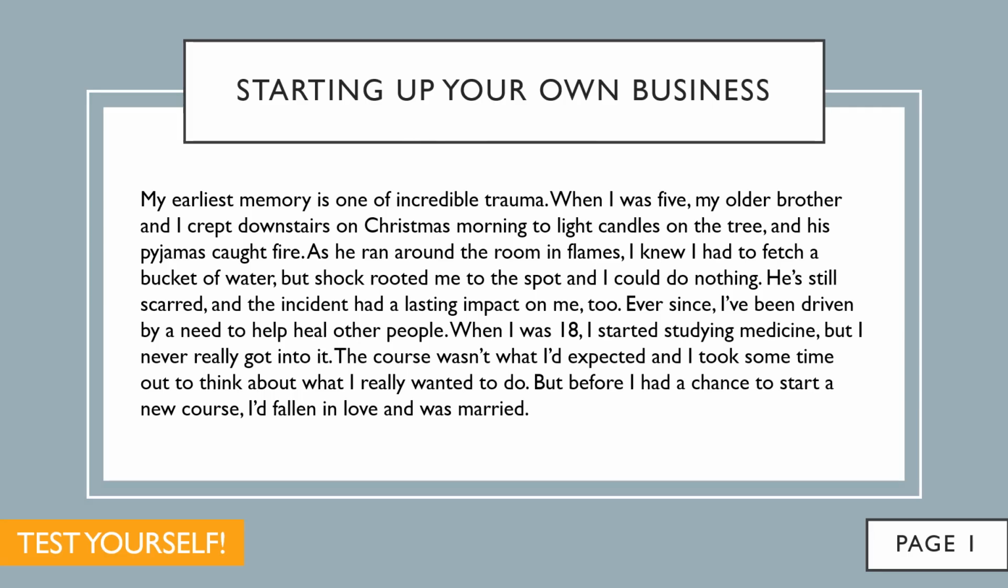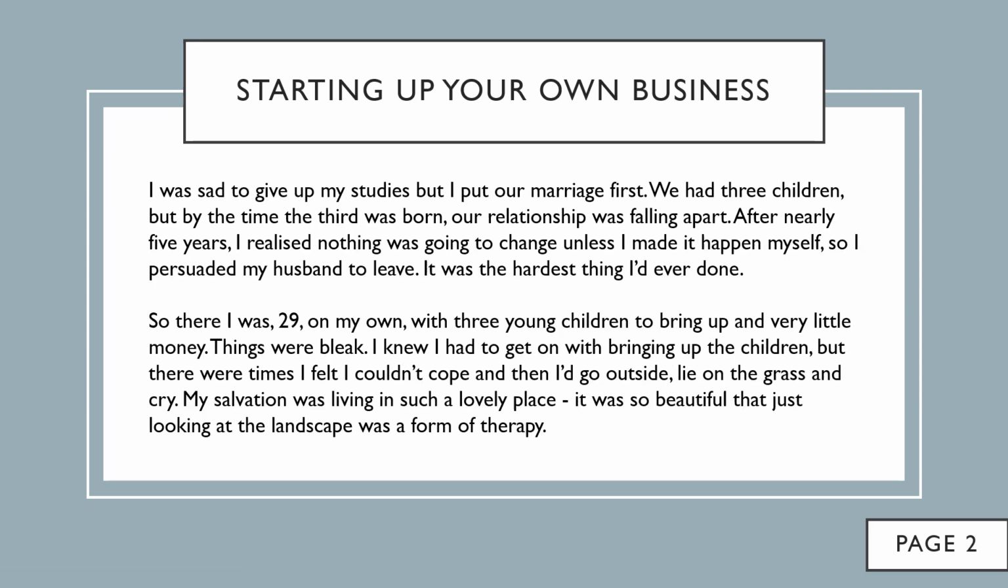Now that we've considered exactly how to approach the question, here's another practice exam task for you to try. On the next 6 pages, you'll see a Part 5 text entitled Starting Up Your Own Business. Read the text, then continue on to read the 6 multiple choice questions about the text. Remember, you can also use your PDF handout if it's easier. Pause the video and press play when you're ready to read page 2 of the text.